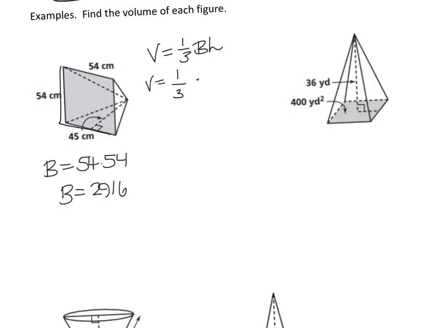So I'm going to substitute that in, but I need to find the height of the pyramid. The height of the pyramid makes a 90 with the base, and I don't have the height. This is the height right here. The height makes a right triangle with this 45, so I'm going to draw that off to the side. This 45 is the hypotenuse, so I'm going to write 45. This distance right here is halfway across the 54, so this distance is 27.